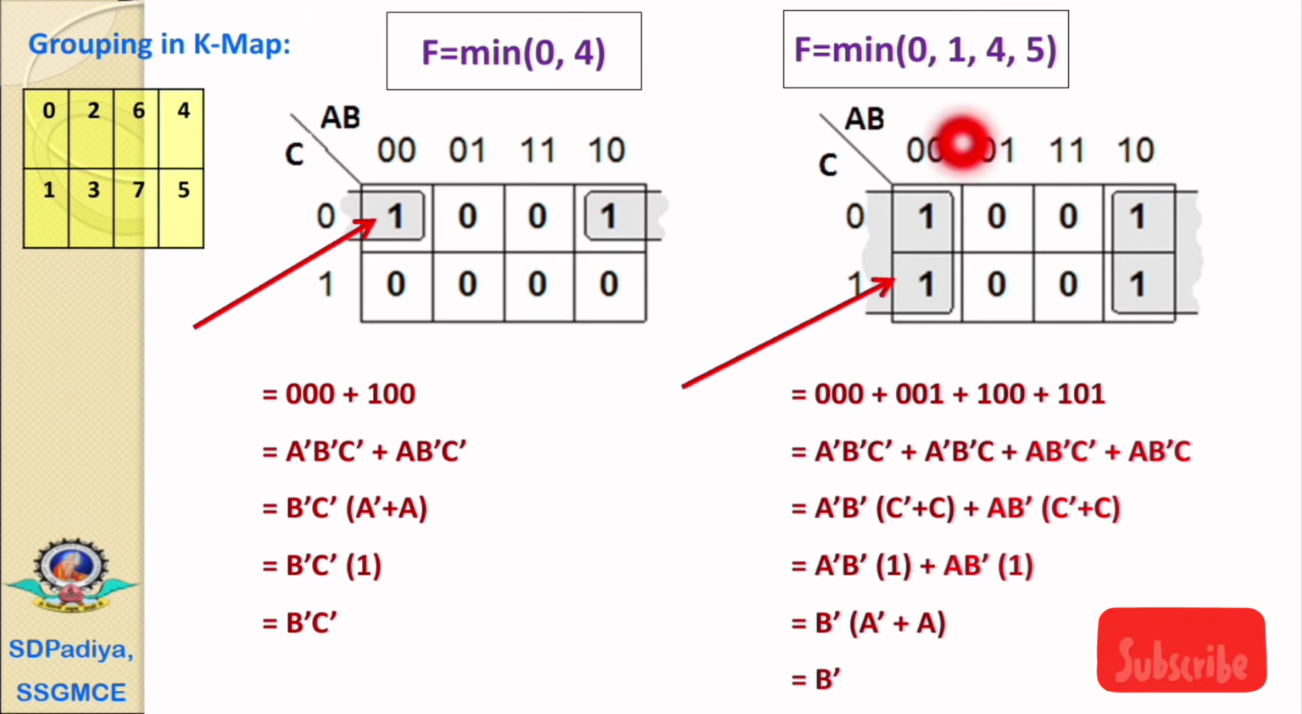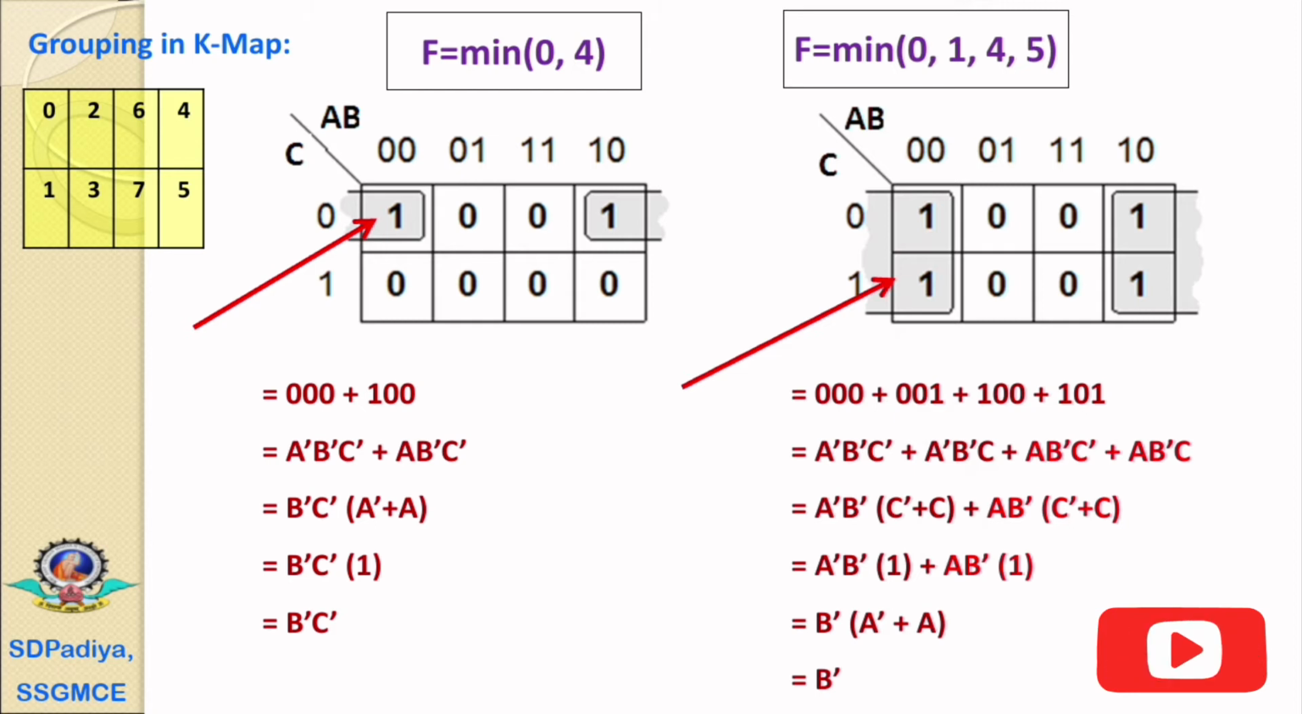Here, we have a total of 3 variables a, b, c, and we have formed a group of 4 cells. Therefore, 2 variables are eliminated out of 3, and finally, there is only an expression with 1 variable.